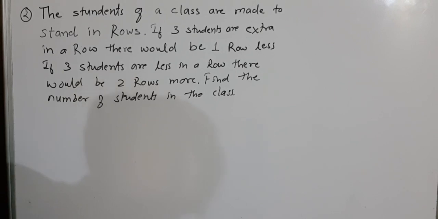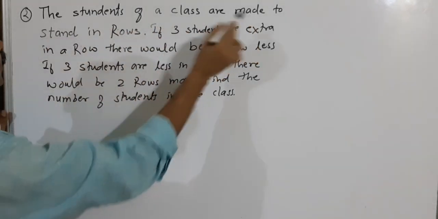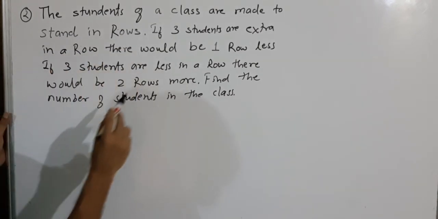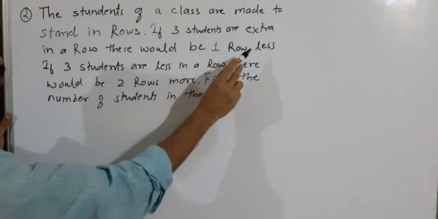We'll study one more problem. Here the problem is: the number of students of a class are made to stand in a row. If 3 students are extra in a row, there will be 1 row less.